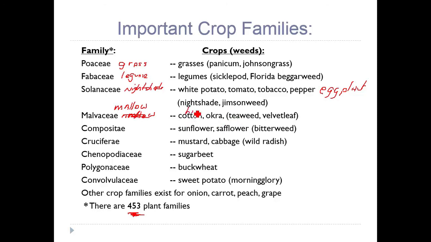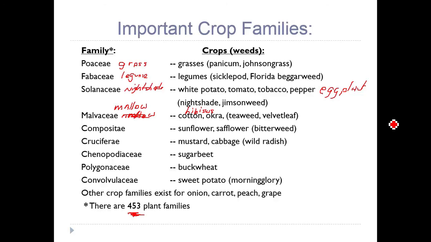It's an ornamental, and you'll notice that if you look at hibiscus, if you look at some of these plants, for example, these plants in the family Malvaceae, the thing that they have in common is that their flower structure is very similar. They all have flowers that look alike. If you look at a hibiscus flower, for example, it looks very similar to a flower that would be on an okra plant or on a cotton plant. Teaweed and velvetleaf are two weedy species in that family.